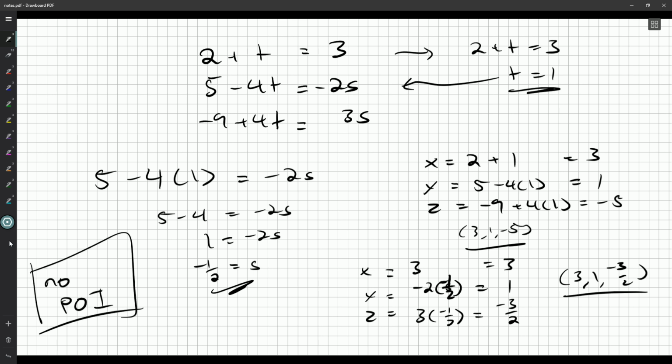But we showed our work, we've explained sort of why it wouldn't work. We solved for a t and an s, and we did a little check, but we did not get the same point on both lines. So no point of intersection there.